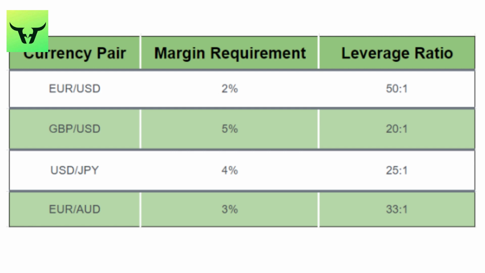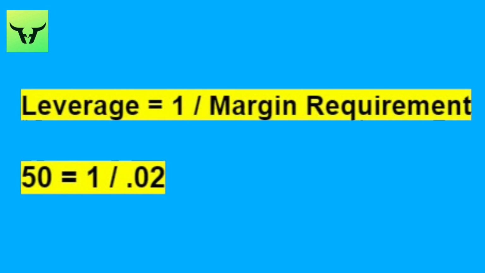Now, let's look at some examples of leverage ratios depending on various margin requirements. This is how you calculate the leverage. Here's a way to figure out leverage. For example, if the margin requirement is 2%. So, when we talk about leverage, we see it expressed as a ratio. For example, a leverage of 50 is often represented as 50:1.